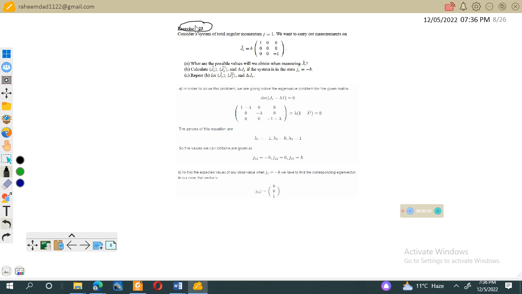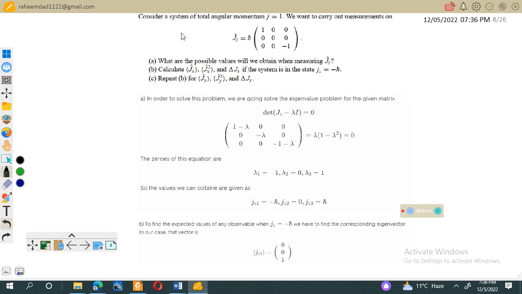आज के लेक्चर में हम बात करेंगे प्रॉब्लम नंबर 2.5.23 जो कि हमारे जिटली वाली बुक से है और आई थिंक सी प्रॉब्लम नंबर 23 है जी। Consider the system of total angular momentum J is equal to 1. We want to carry out measurement on Jz is equal to this matrices. What are the possible values we will obtain when measuring Jz? Okay, meaning we have to find the eigenvalues of this matrices.